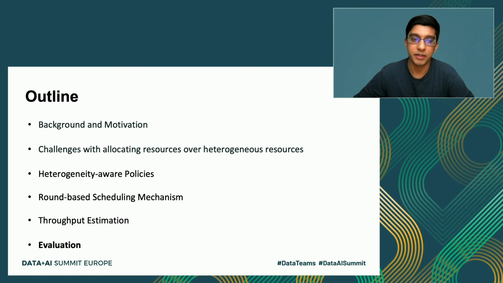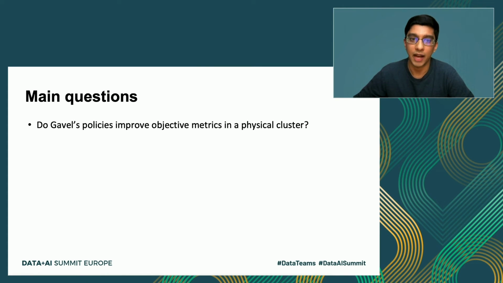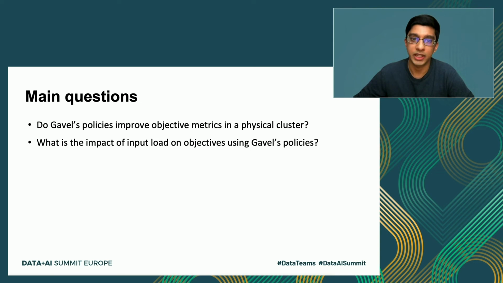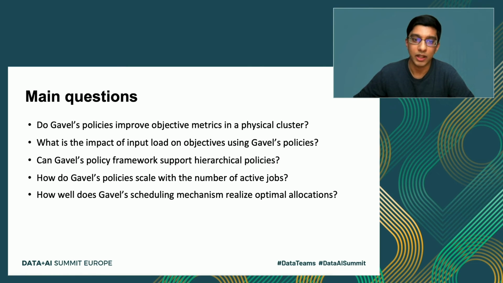So now let's talk about some empirical results. There's a few different questions we want to answer as part of this evaluation. The first is whether Gavel's policies improve objective metrics in a physical cluster. The next question is what the impact of input load is on objectives using Gavel's policies. Then we want to look at whether Gavel's policy framework can support hierarchical policies. We'll examine whether Gavel's policies scale with the number of active jobs. We'll also think about whether Gavel's scheduling mechanism can realize optimal allocations. And finally, we'll look at the overhead of preemption in Gavel.